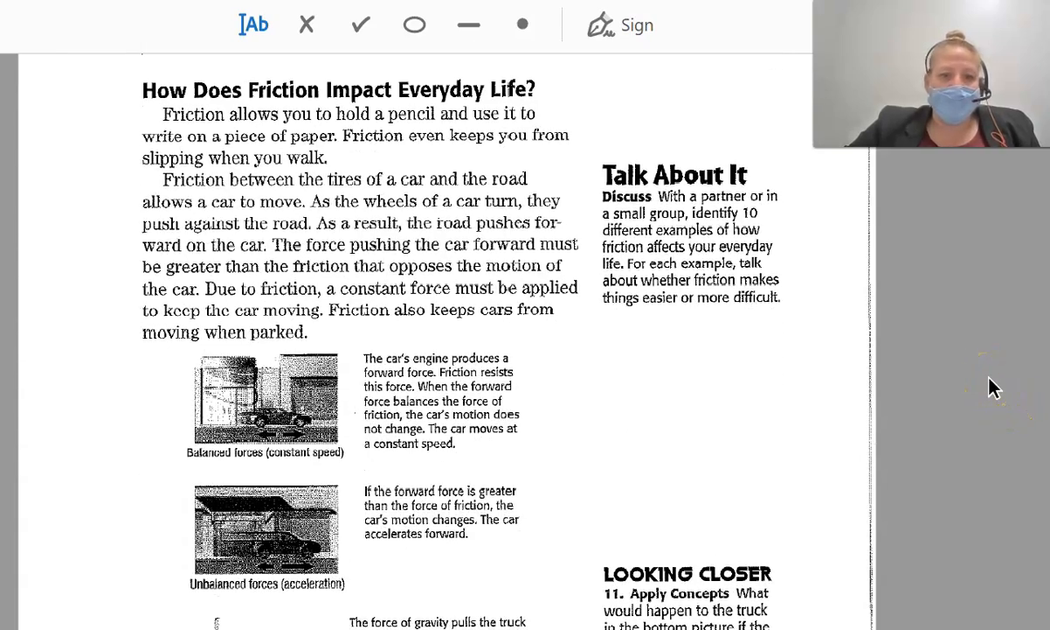How does friction impact everyday life? Friction allows you to hold a pencil and use it to write on a piece of paper. Friction even keeps you from slipping when you walk. Friction between the tires of a car and the road allows a car to move. As wheels of a car turn, they push against the road. As a result, the road pushes forward on the car. The forces push the car forward. The force pushing the car forward must be greater than the friction that opposes the motion of the car. Due to friction, a constant force must be applied to keep the car moving. Friction also keeps cars from moving when parked.